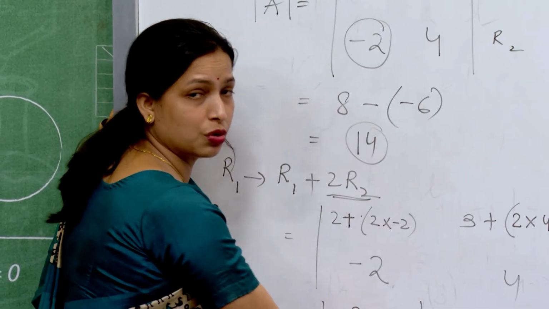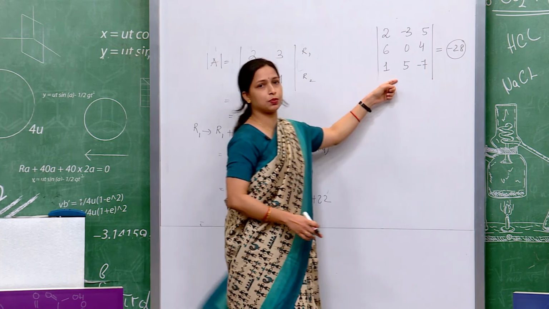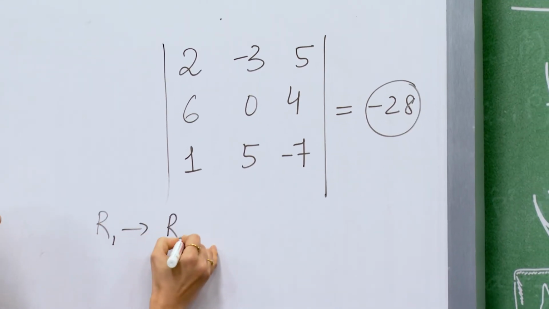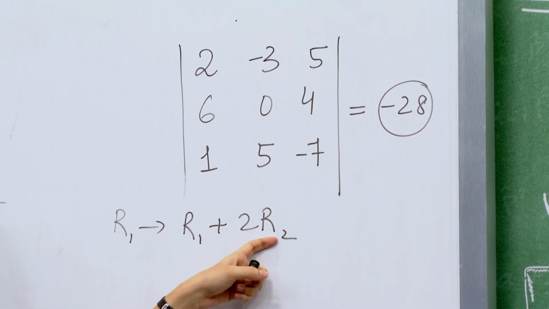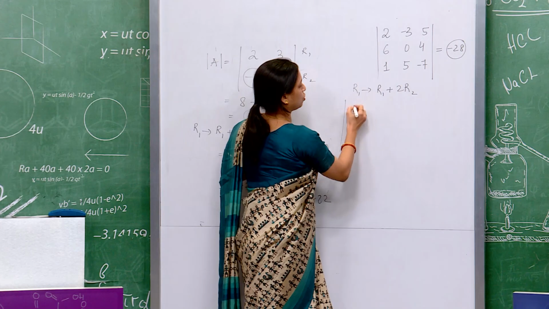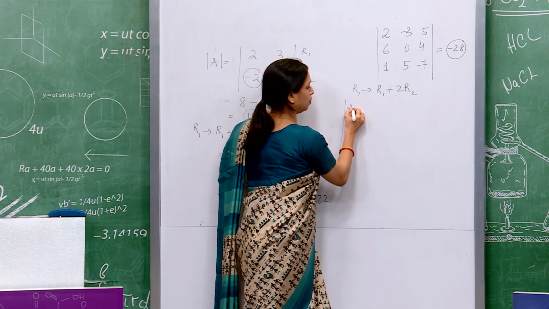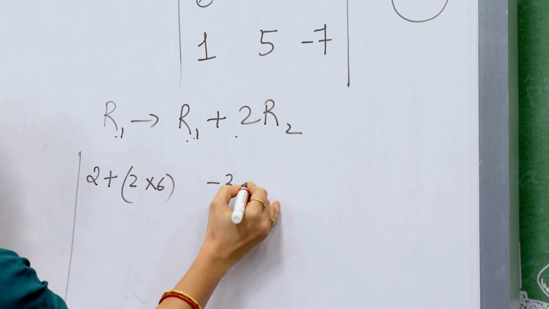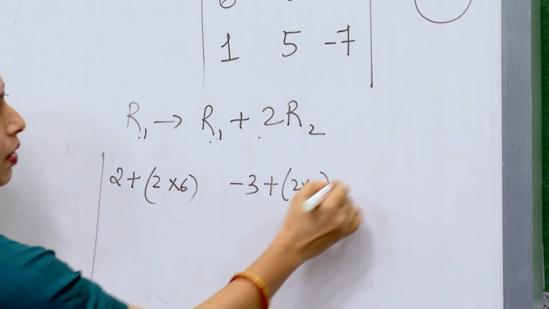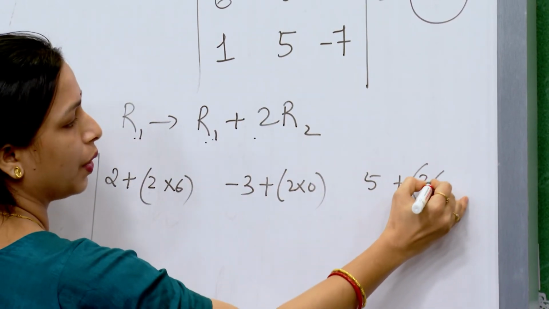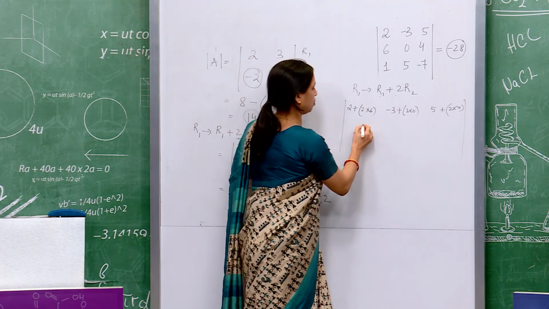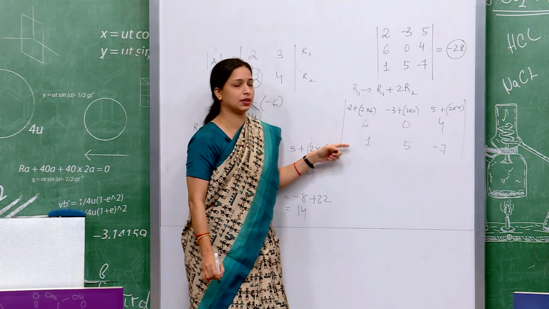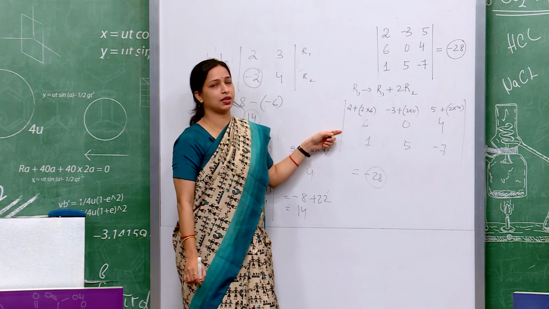All right. Now if we use the same property in an order 3 determinant, like for example this problem, we have already discussed it, we found the determinant to be minus 28. Now remember, if I say row 1 becomes row 1 plus 2 R2, that means here I have used a multiple of the elements of another row. So row 1 is now 2 plus 2 into 6, minus 3 plus 2 into 0, and 5 plus 2 into 4. The remaining elements remain the same. So 6, 0, 4, 1, 5, minus 7. Even in an order 3 determinant, the resultant will be the same. You may solve it and find out the result for yourself.